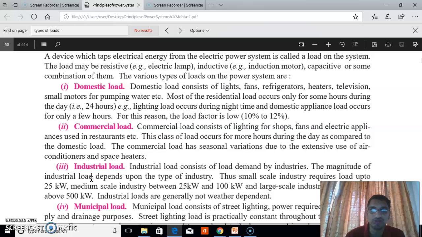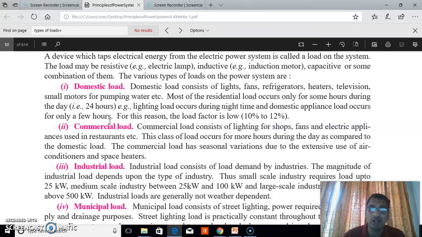The first one is domestic load. Domestic load means the appliances like light, fan, refrigerator, heater, television, washing machine, and small motor for pumping that are used in a residential building or our household. Such kind of load is known as domestic load. Examples of domestic load: the light used in our home, the fan, refrigerator, television. The electrical loads used in our domestic building or our home are known as domestic load.